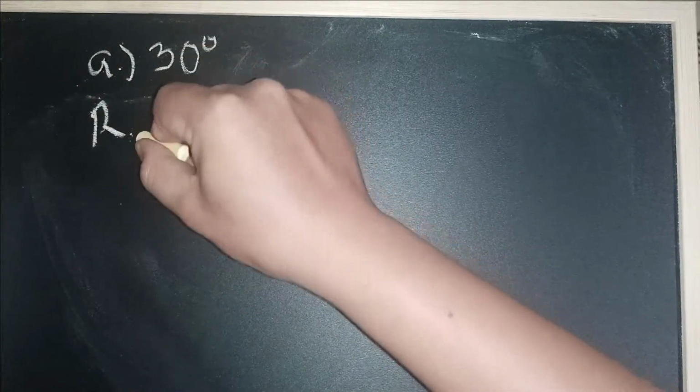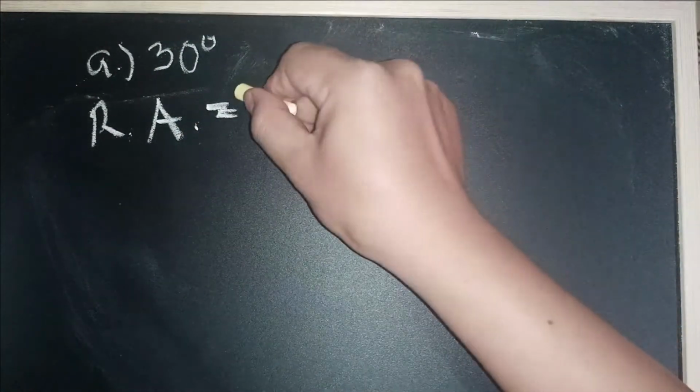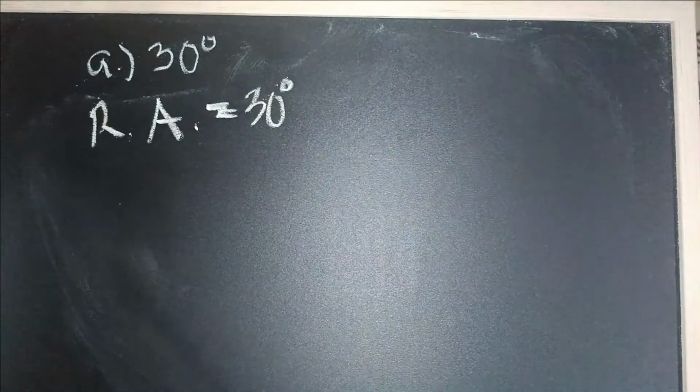Okay. So, pag yung terminal side of a given angle nasa quadrant 1, automatic yan mga boss, yung reference angle ng given angle is the angle itself. Since 30 degree angle, the terminal side of the 30 degree angle is in quadrant 1, therefore the reference angle of 30 degree angle is also 30 degrees.